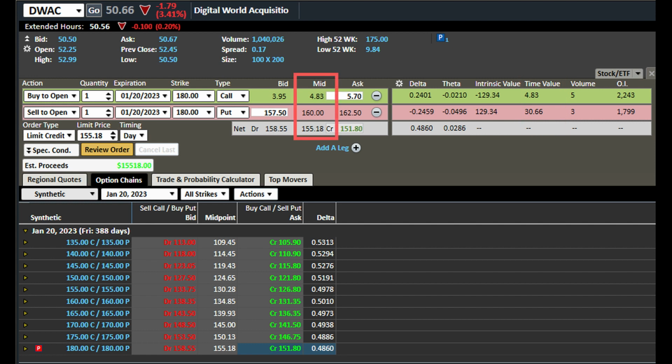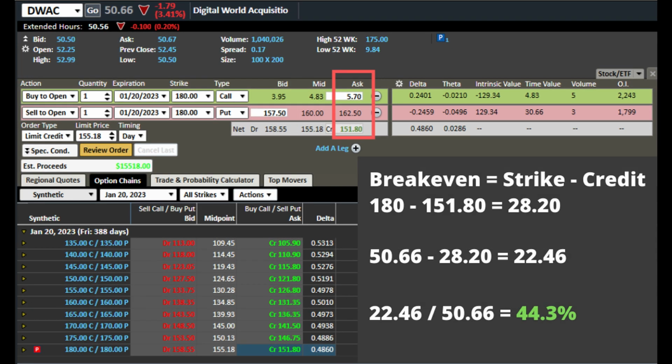In my examples, I was using the midpoint for the calculations, and you may or may not get a trade execution at that price. The spreads on DWAC options aren't that wide, so the midpoint, or slightly worse than the midpoint, is somewhat realistic as an execution price. But even if we use the ask price on the 180 strike trade, which is sort of a worst case scenario, it still gives you 44% outperformance. So that's how to outperform DWAC stock by almost 50%.